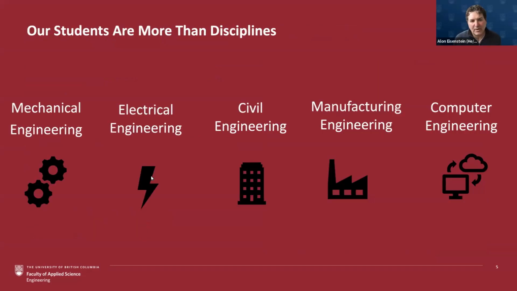Now, at the School of Engineering, we have five programs. We have mechanical, electrical, civil, manufacturing, and computer engineering. But it's also really important to remember that the students that are coming to the Capstone project to work with you have skills that extend beyond the specific disciplinary categories.